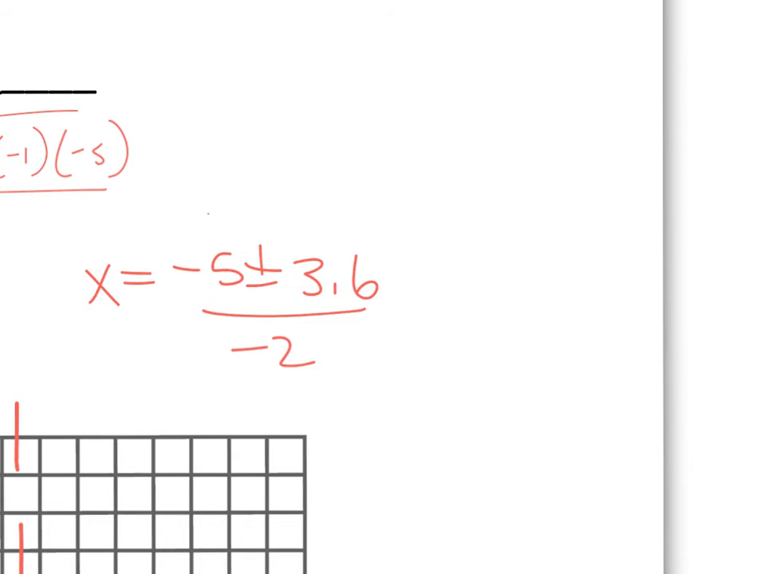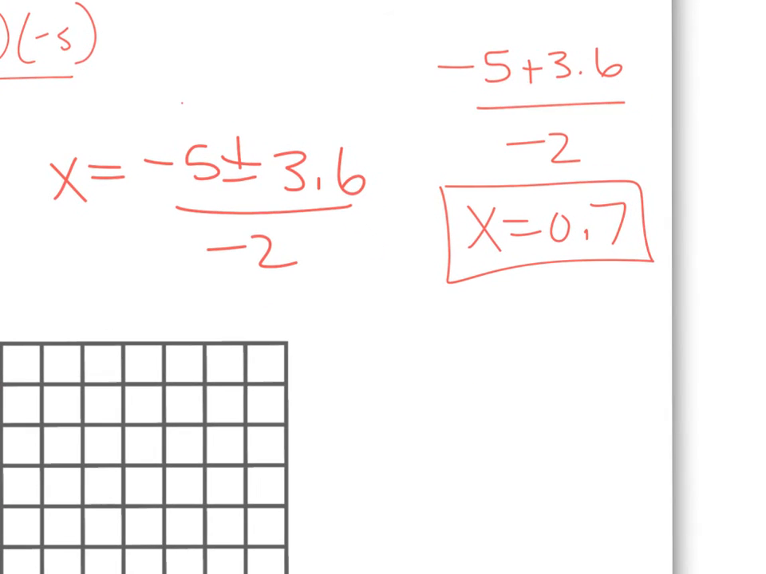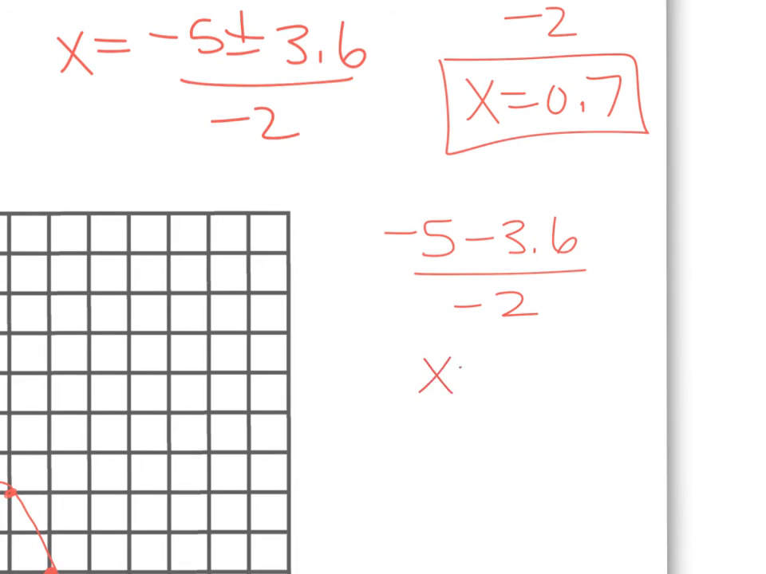Now let's go ahead and break that up. So -5 plus 3.6 divided by -2, and I ended up with 0.7 for one answer. And then on the other one, I'm going to take -5 minus 3.6 divided by -2, and I ended up with 4.3.